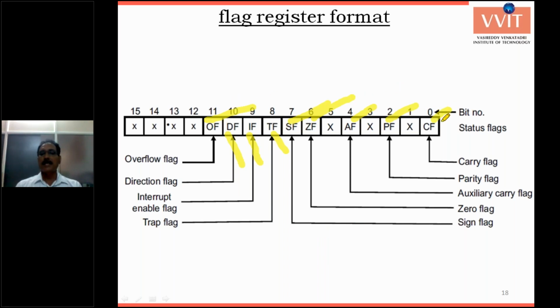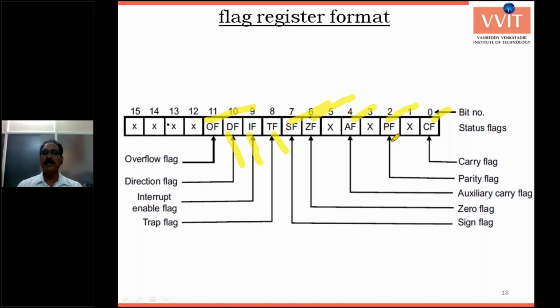First are the status flags, then the control flags. The first flag is the carry flag. In any arithmetic operation, addition or subtraction, if the result exceeds the destination, the carry flag is set. Next, the parity flag: if the result contains an even number of ones, including the parity bit, the parity flag is 0.